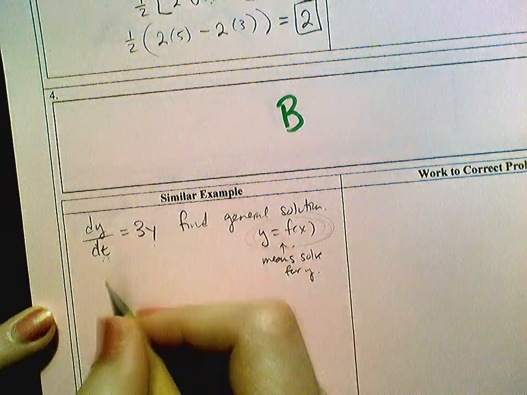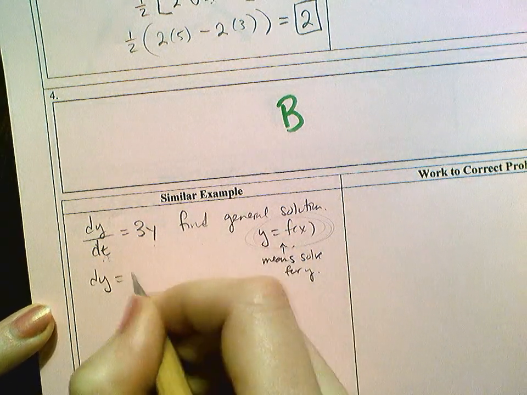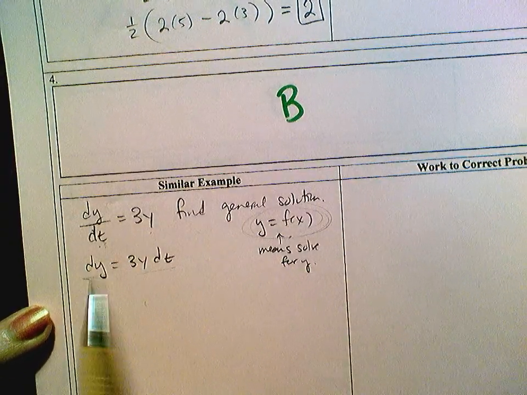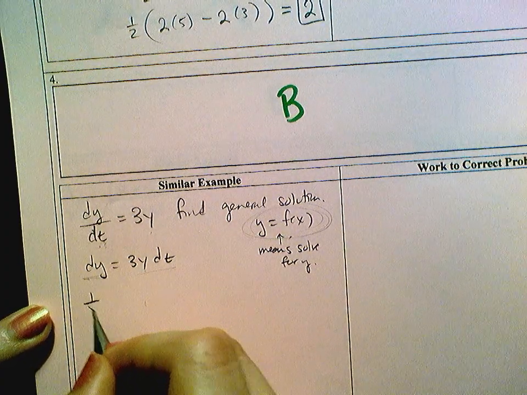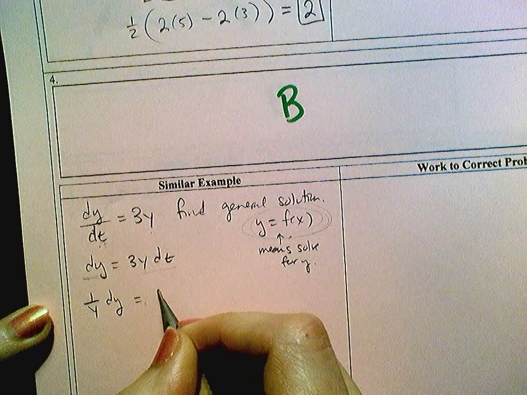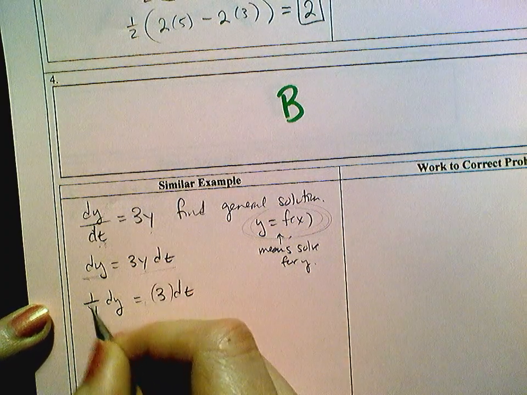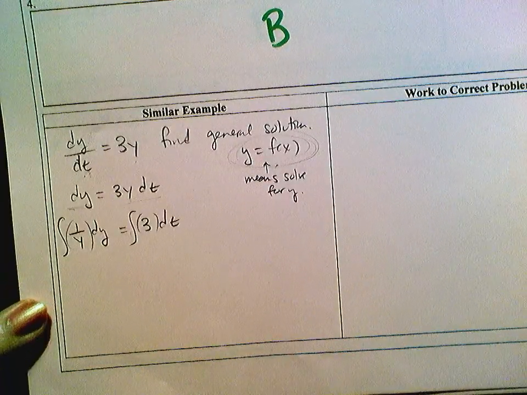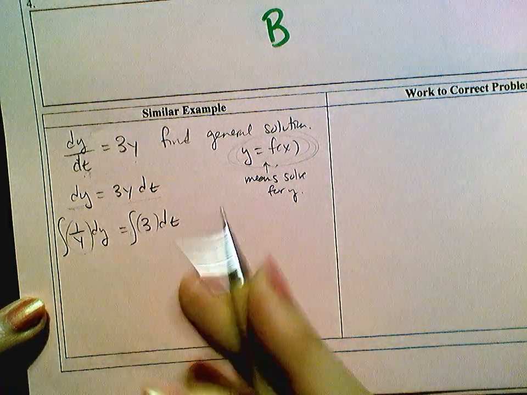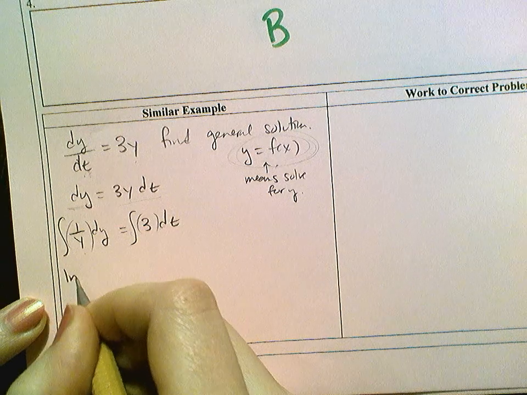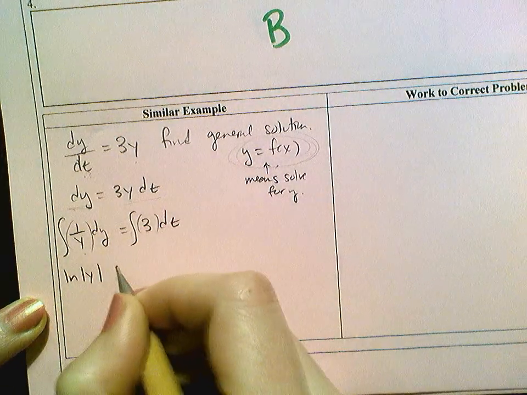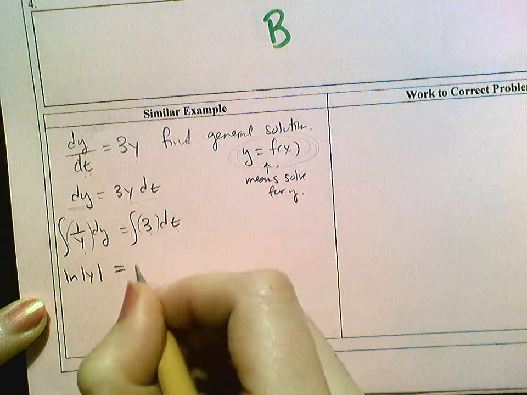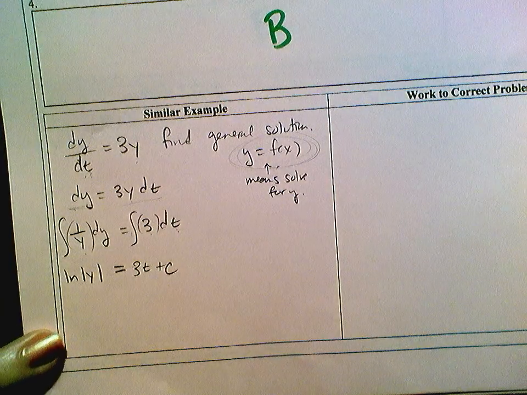So I'm going to multiply the dt over to the other side. So you get dy equals 3y dt. Now I want t's over here, I want y's over there. So I have to divide both sides by y. And then I end up with 1 over y dy equals 3 dt. And then I'm going to put parentheses around those. And then you've got to do the antiderivative on both sides. The antiderivative of 1 over y is the natural log of the absolute value of y. The antiderivative of 3 with respect to t, so meaning t is the independent variable, is just 3t plus c.